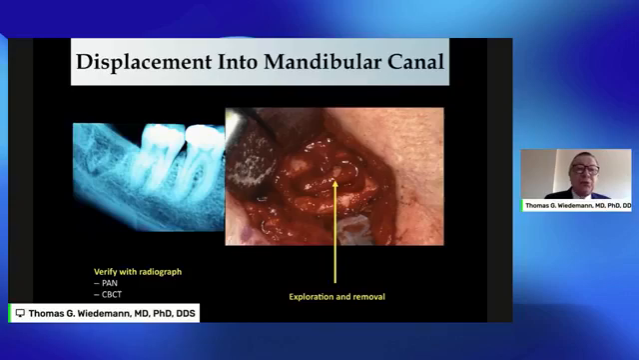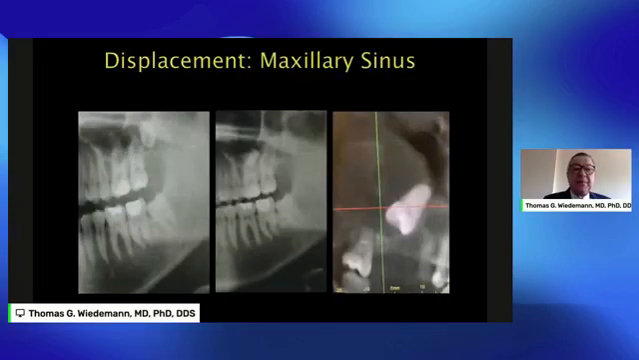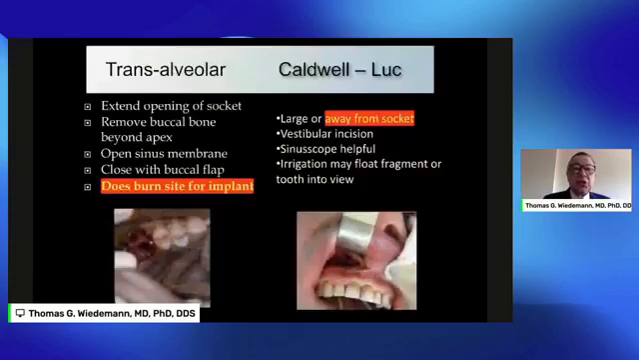Also here, with this root tip fracture, the dentist tried to recover it and pushed it right into the inferior alveolar canal. Of course, we have to verify that. And here, since this was causing a paresthesia, this root tip had to be explored externally and removed from the inferior alveolar canal. Teeth can also be displaced into the maxillary sinus, especially if they're highly impacted in the maxillary arch. I have more than these 3 examples; I may have 20 of them. So it's rare, but still not very rare.